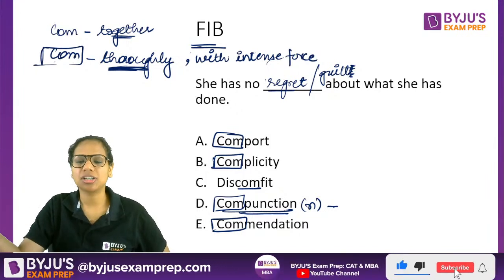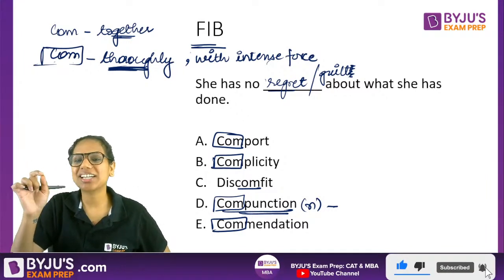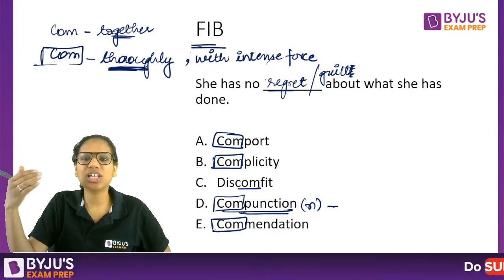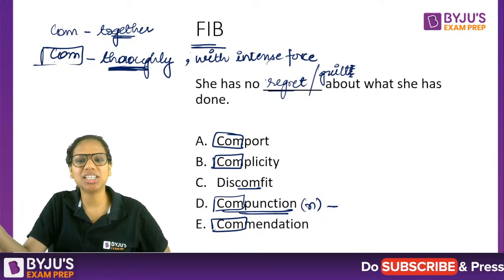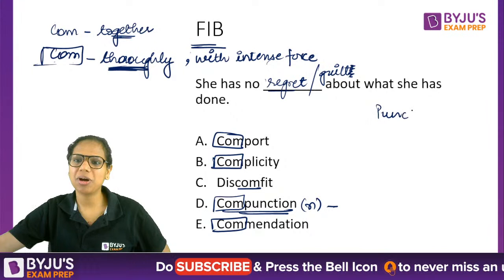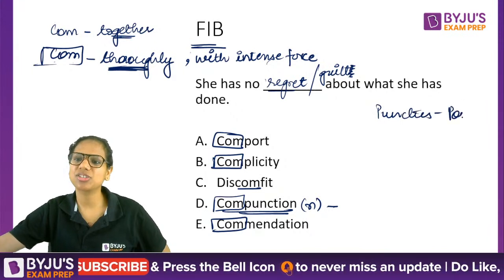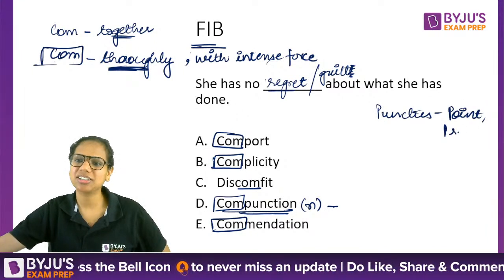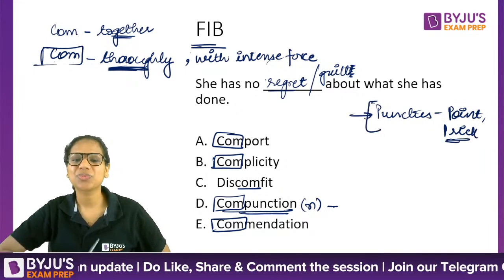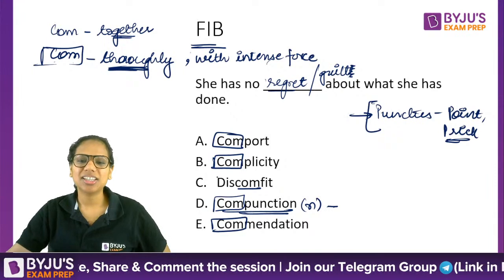So compunction, from punctus, point, prick, means your actions prick you thoroughly. You've done something bad and it is pricking you thoroughly. That's when you have this feeling of compunction. It comes from punctus, which means point, to prick. We've done quite a few words from this. So, this is the answer.